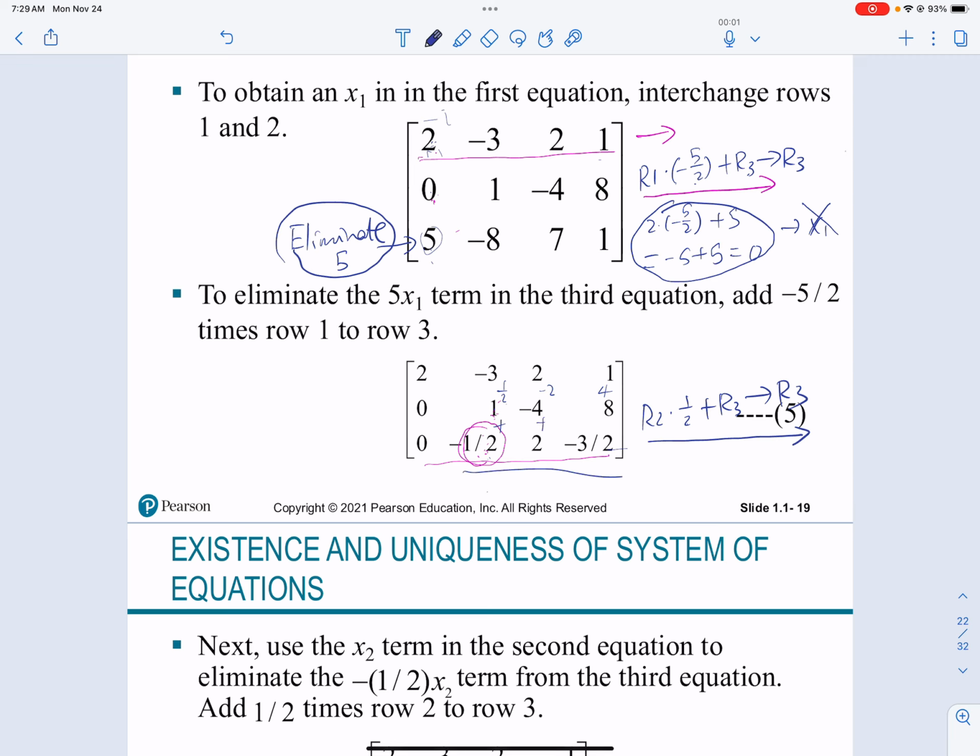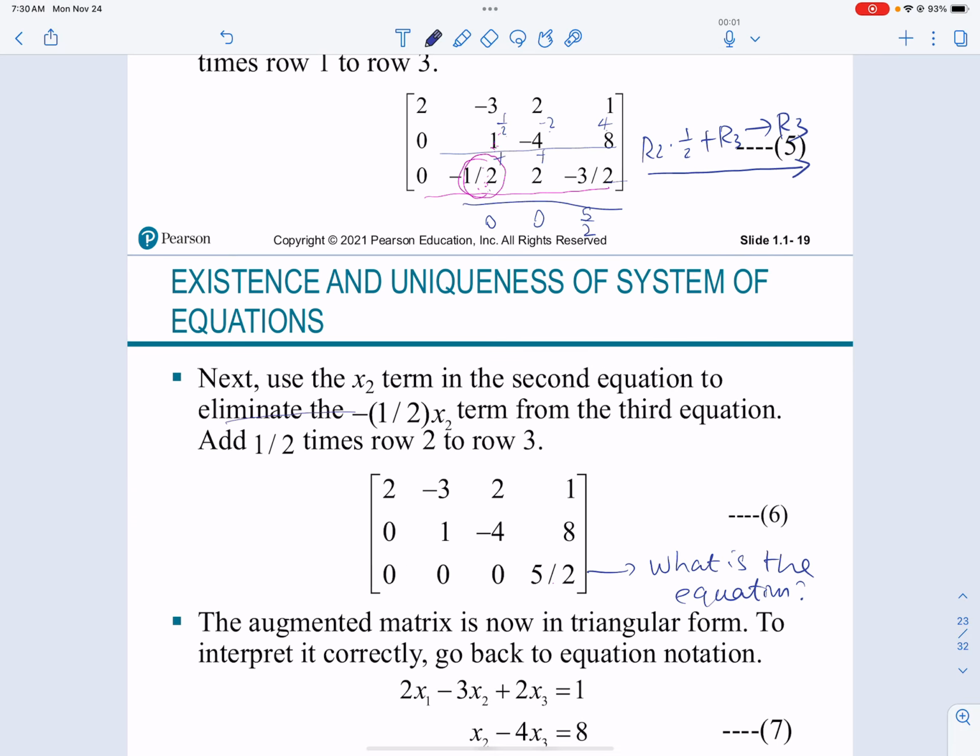A half, negative a half is what? 0. Negative 2 plus 2 is what? 0. 4 negative 3 over 2 is 4 is 8 over 2. So it's what? 5 over 2. Are you with me? Yes or no? Yeah, so do not forget, if you multiply something, you multiply the entire row. Are you guys with me? So you wanted to multiply the entire row here. Are you with me? And then what do you have for the new R3? You have 0, 0, 0, 5 over 2.